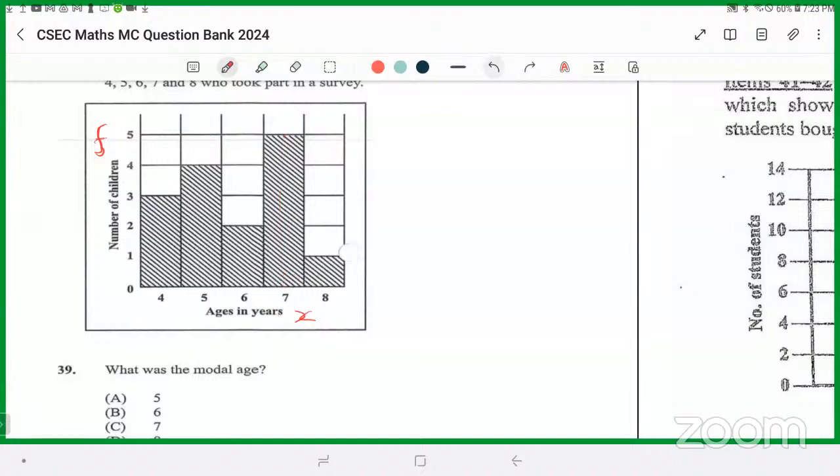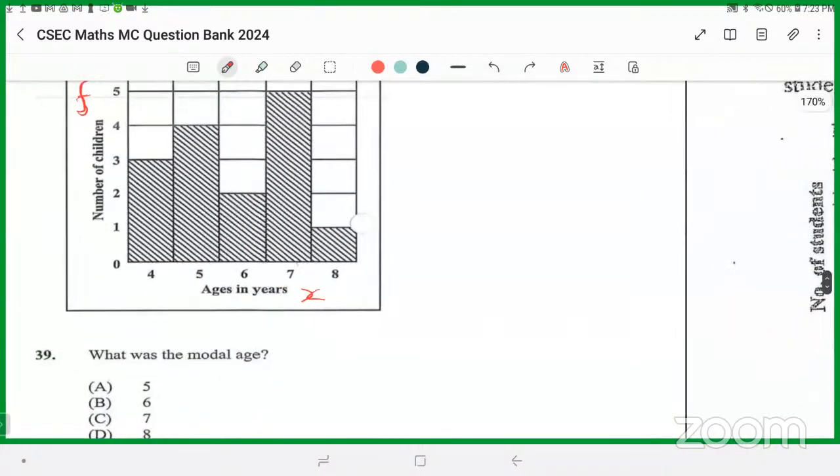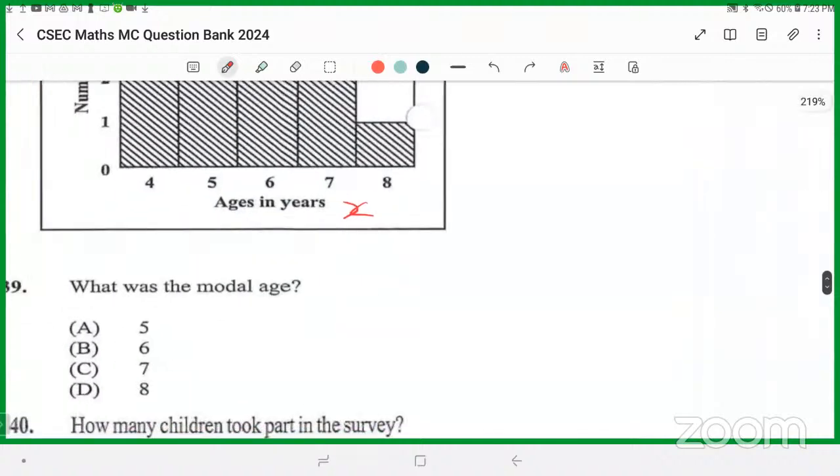All right? So you can't put 5 as your mode, guys, because the 5 is a frequency. The mode has to be one of your scores, an age. The modal age is an age. Age 7, the highest frequency, the tallest bar. So the age is 7. The modal age is 7 right here.